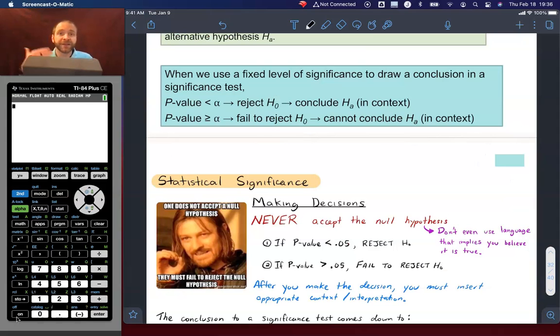The third thing could be the conclusions that you have, and the whole statement is, don't accept the null hypothesis. You either reject the null or you fail to reject the null. If you reject the null, you conclude the alternative. If you fail to reject the null, you cannot conclude the alternative. But don't accept the null.